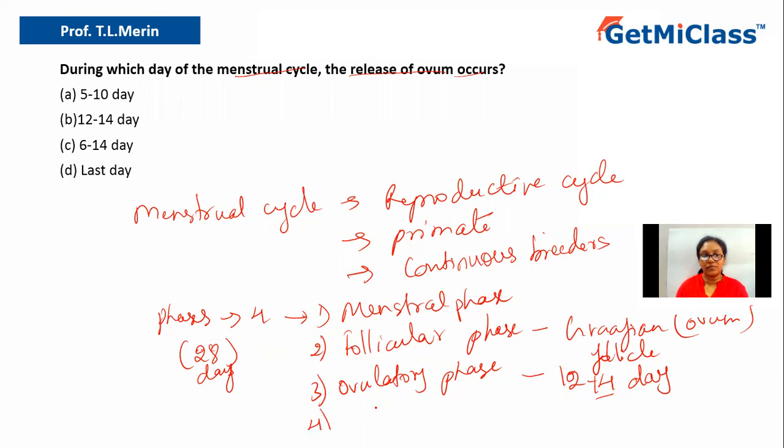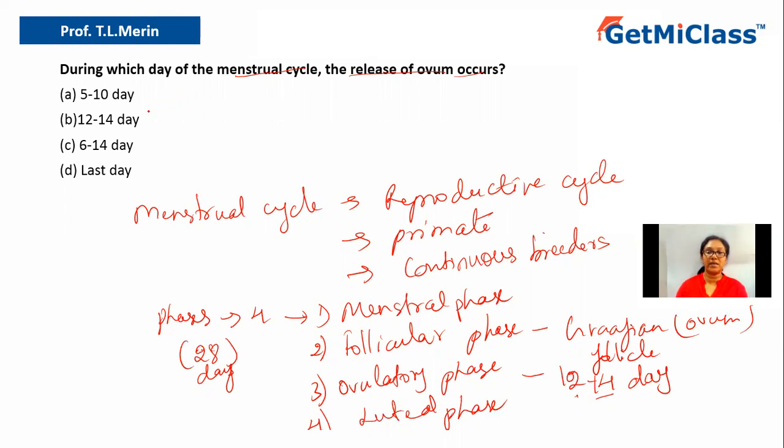And the fourth phase is nothing but the luteal phase, during which the Graafian follicle, once it ruptures and releases the ovum during the ovulatory phase, gets converted to the corpus luteum. The corpus luteum will produce progesterone so as to prepare the womb for implantation, if the egg gets fertilized. So these are the various phases of the menstrual cycle. On an average it is 28 days, and in the middle of the menstrual cycle, ovulation occurs, between 12 to 14 days.